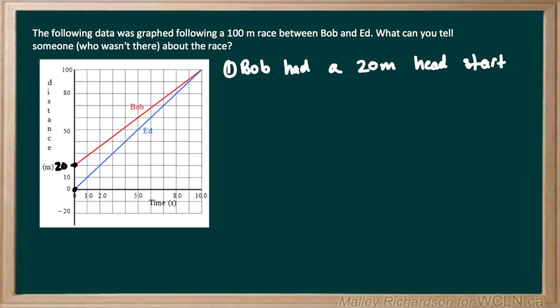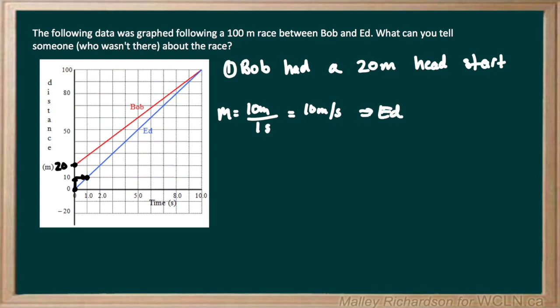So let's first find the slope of Ed's graph. We'll use this point at his origin, and then we'll use this next coordinate. So we see he has a rise of 10 meters and a run of 1 second. So we know that slope is rise over run. So we have a rise of 10 meters over a run of 1 second. So his slope is 10 meters per second. And this is for Ed.